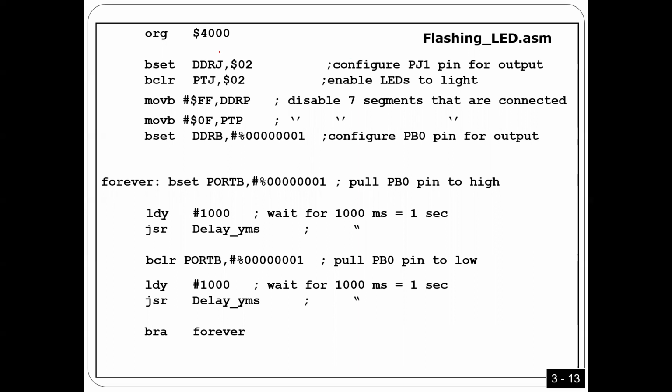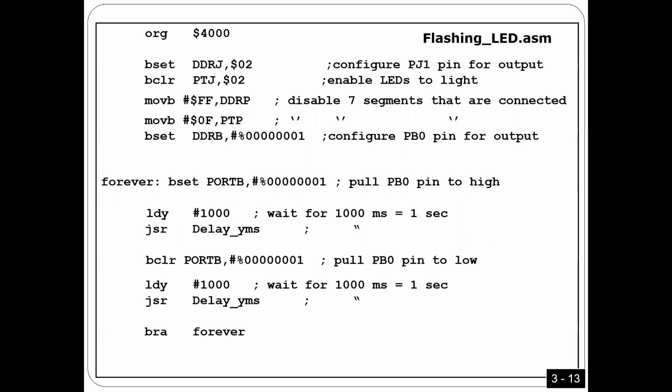Also, I need to configure PJ1 as well, because this is the enable for the LEDs. Also, I have to configure PB0, PB1, PB2, PB3, these 4 pins. I need to configure all of them as output, so all of them should be in the data direction register. So I have to use 3 instructions for the data direction register: 1 for port P, 1 for PJ1, and 1 for this one.